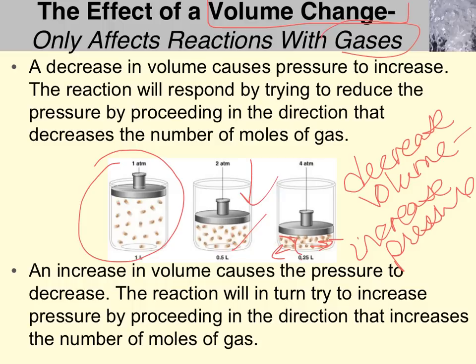Since you are adding more pressure than the system is used to, it is going to do everything it can to try to reduce pressure. Remember, Le Chatelier says that a system will try to undo whatever you've done. So it is going to try to find a way to reduce the pressure. How does a reaction system reduce pressure? Well, let's look at that.